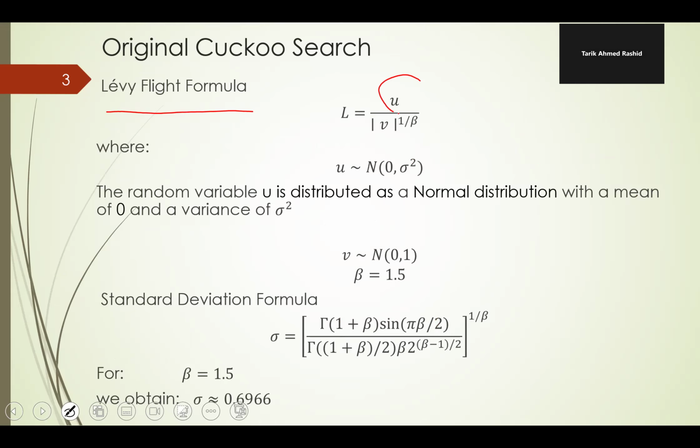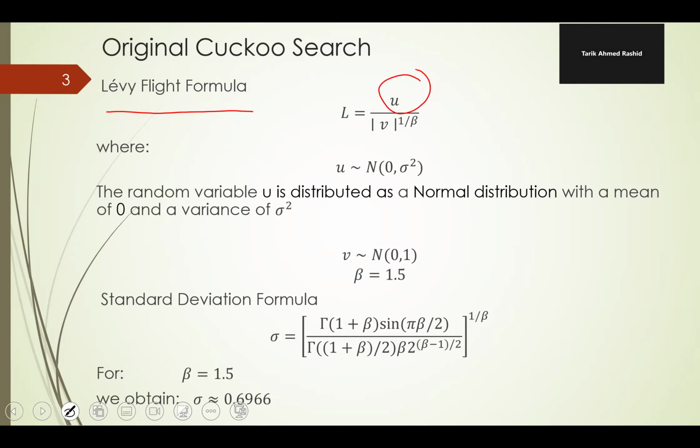First, how do we find U? U is approximately a normal distribution between 0 and the variance, from the standard deviation. So a normal distribution between 0 and the variance.